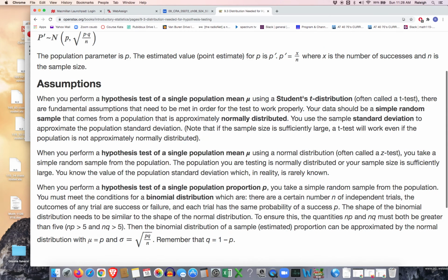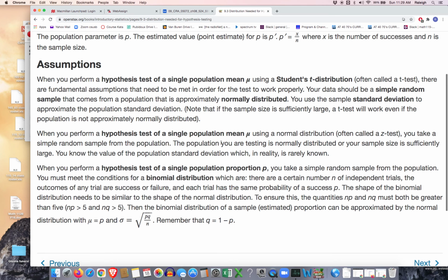Here are the assumptions. When you perform a hypothesis test of a single population mean, here using the T distribution, there are some assumptions that have to be met. Your data should be a simple random sample that comes from a normally distributed population. We have a sample standard deviation to approximate the actual sigma, the population standard deviation. And by the way, if your sample size was really large, maybe even more than 50 or so, then you could go for even non-normal situations. So yeah, we're not going down that hole too much, I guess.